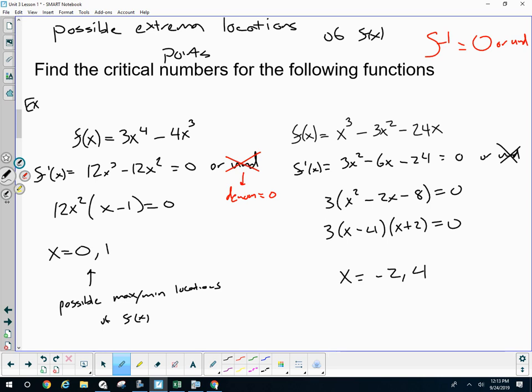Okay, not bad. Do the next two. And then we'll talk about these fractional powers.